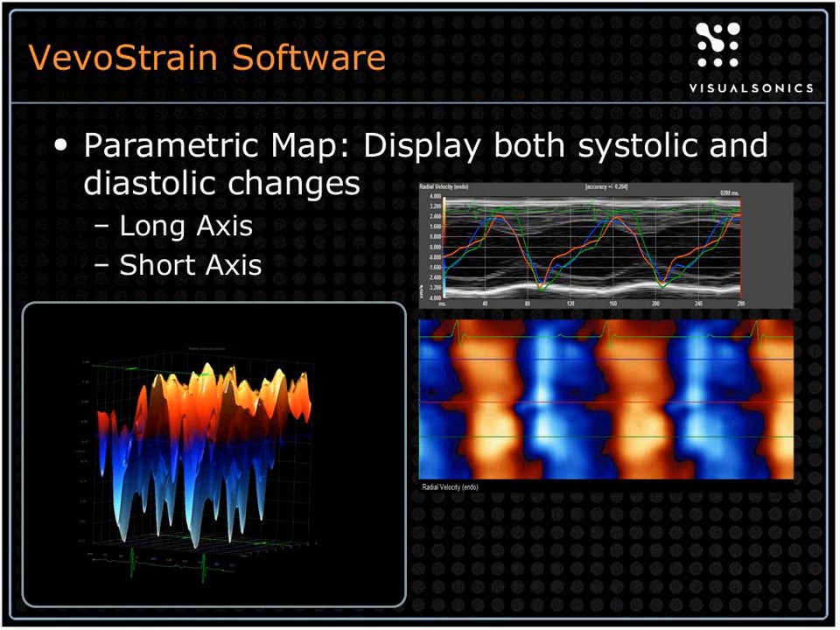Now, our software also provides a parametric map. What this map does is it displays both systolic and diastolic changes, and can be looked at in both the long and short axis. As you can see here, this is what the parametric map will look like on the analysis screen. It tracks both systole, found in the red, and diastole movements. The parametric map can then be converted into 3D, which you can see on the left, and this is what was on the front of the Circulation paper.